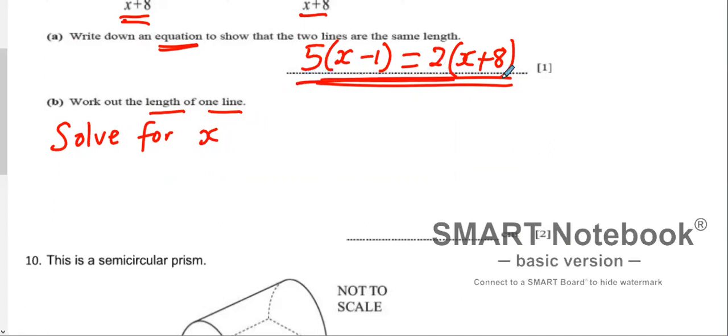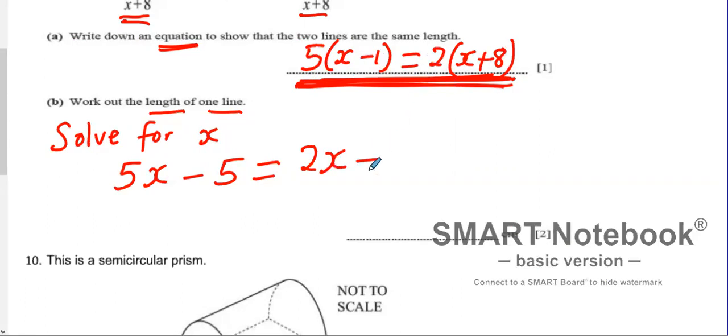So we have to find the value of x from that equation which was formulated. So how do we move from here? We have 5 times x, which is 5x. 5 times negative 1, which is minus 5. That will be equal to 2 times x, which is 2x. 2 times 8, which will be 16. So from here we collect like terms.